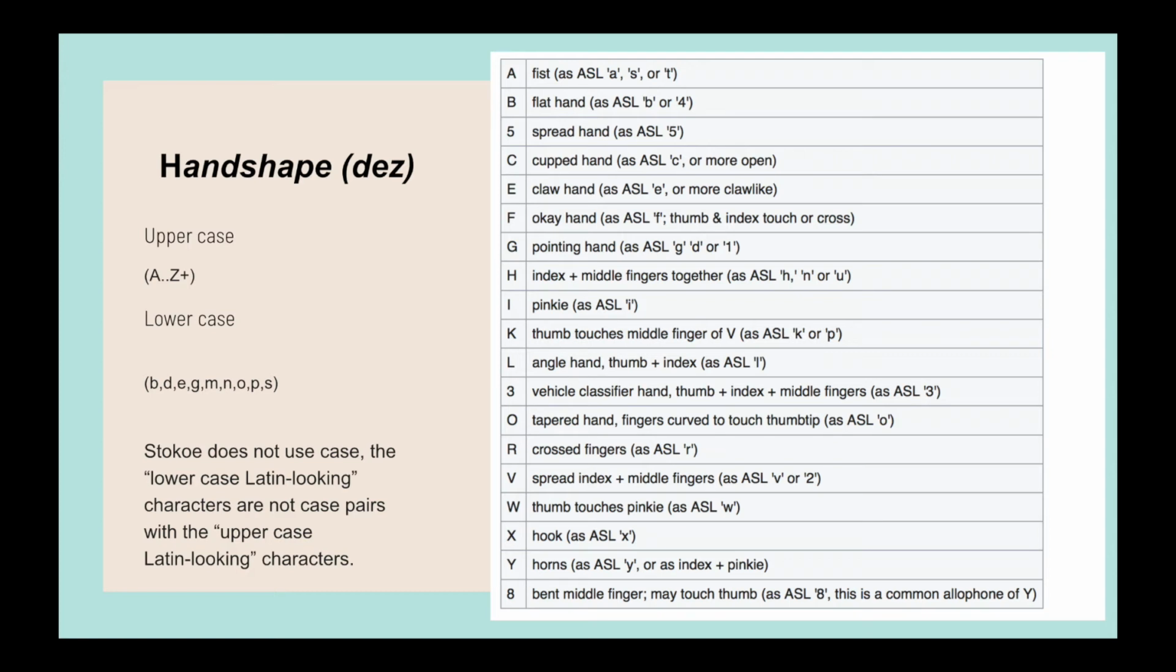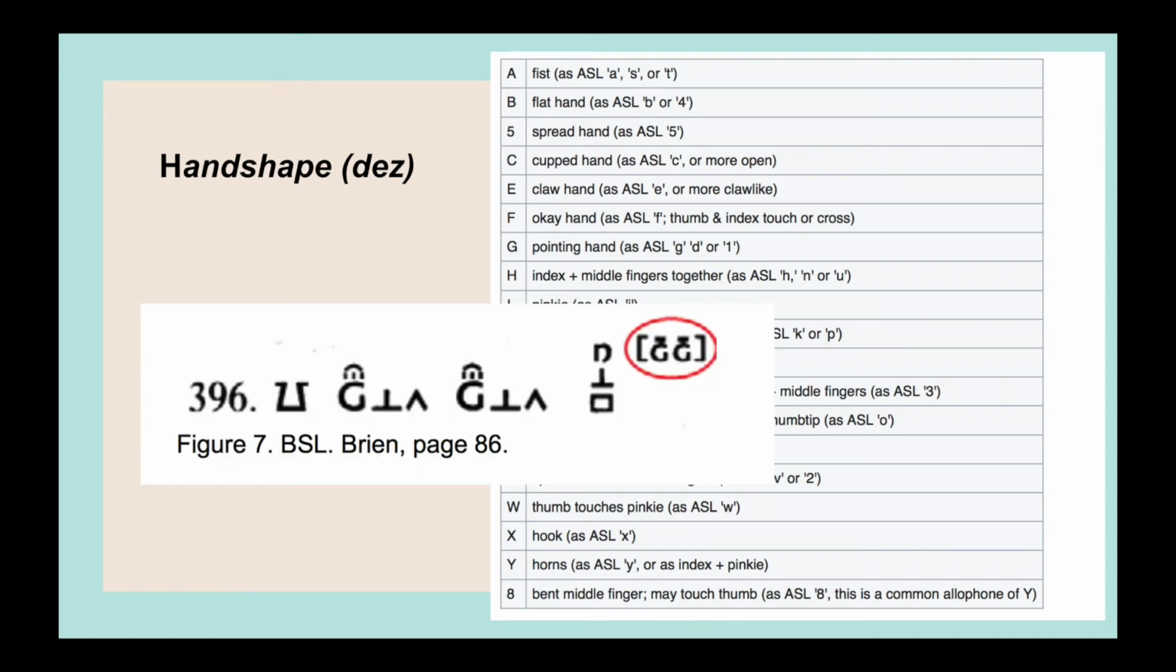This also includes a few lowercase Latin-looking characters, superscript and subscript characters. However, at this point, we are not sure where they belong. It's difficult to evaluate what their general category is, but they could perhaps be better considered as modifiers to the hand shapes. Note that the lowercase Latin-looking characters are not case pairs with uppercase Latin-looking characters. The symbols for hand shapes are taken from the ASL manual alphabet. A represents a fist, the hand shape used for finger spelling A. B represents a flat hand, the hand shape used for finger spelling B and so on.